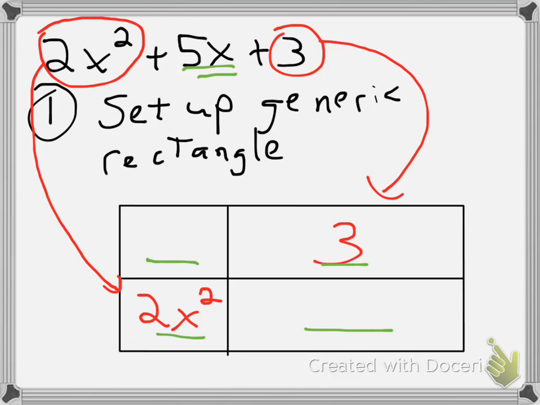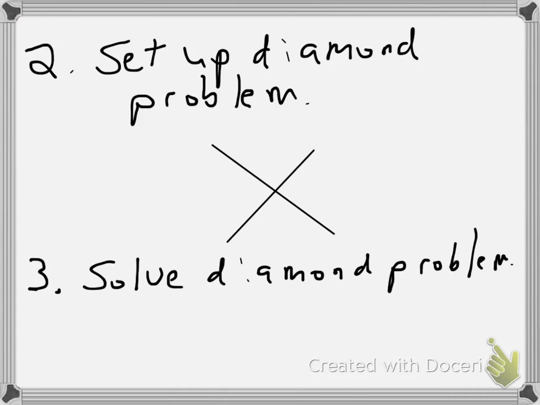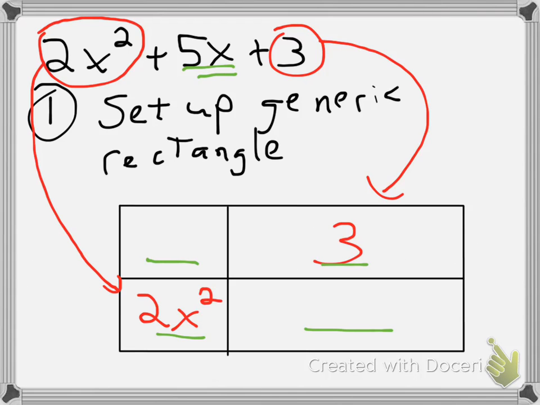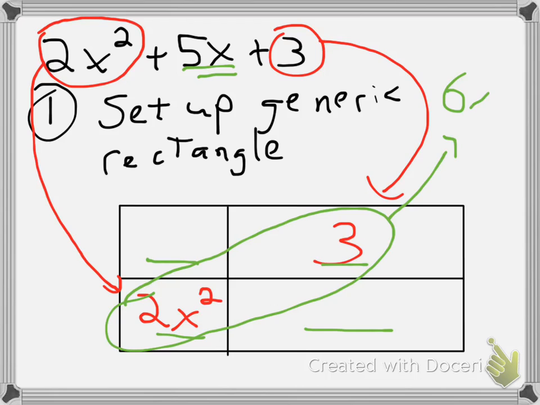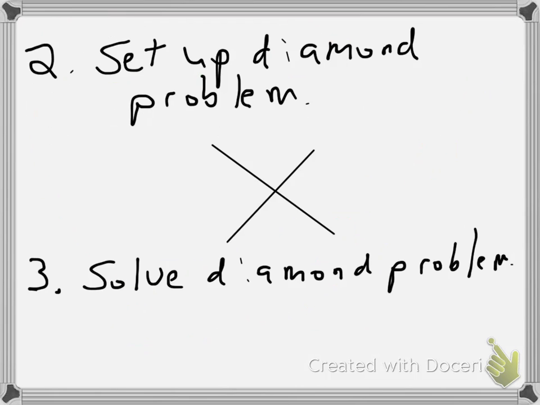Remember to pause the video if you need to, but I'm going to move on to the next step. The next step is to set up a diamond problem. In the top of the diamond problem we put a product, which is what we get when we multiply these two things that we just drew in the rectangle together. So in our example, 2x squared times 3 is 6x squared, and that is what goes in the top of the diamond problem.